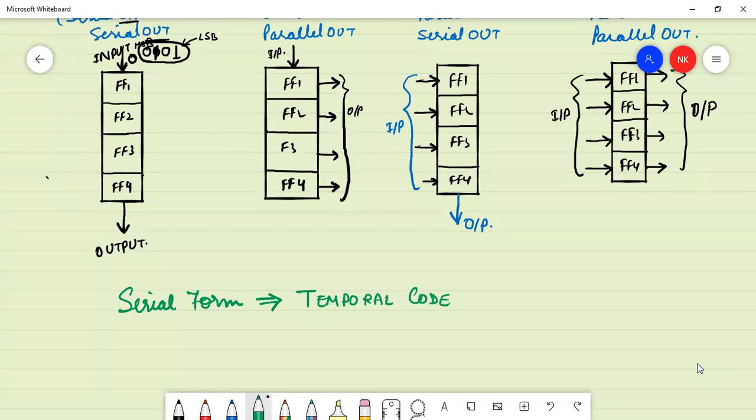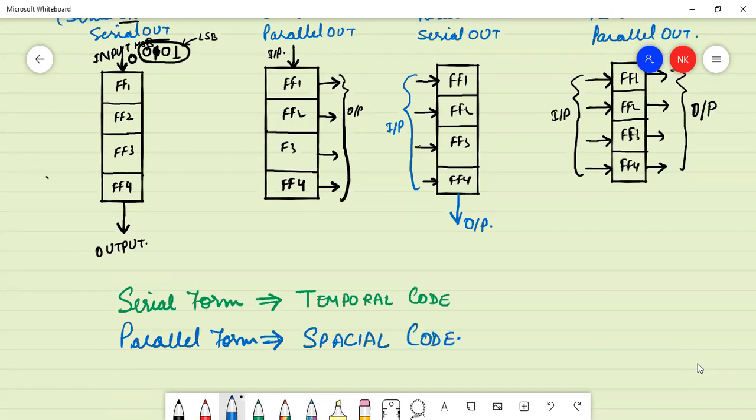Okay, and on the other hand, when the data is in parallel form, it is known as spatial code. Okay, so this you should know. This is VVI. This is generally asked in exams also. So serial form, also known as the temporal code, and parallel form, it is known as the spatial code.